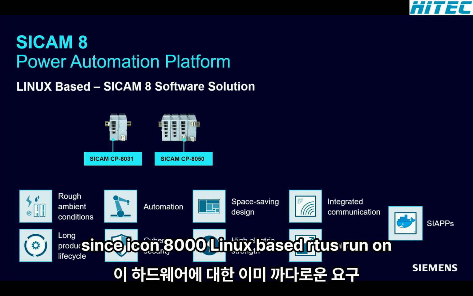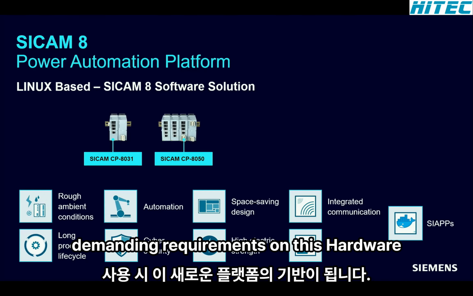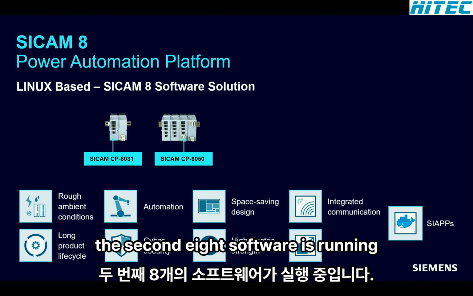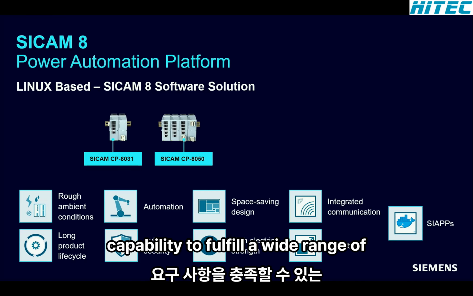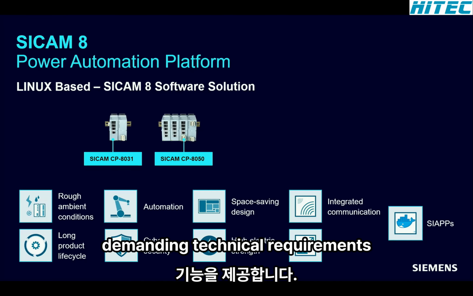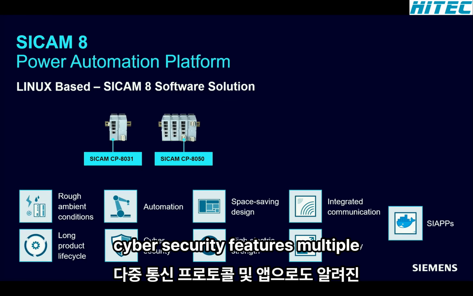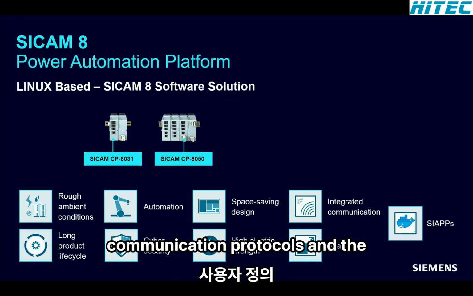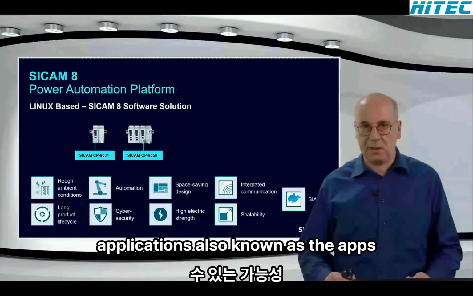The Sicam 8000 Linux-based RTUs run on hardware which already fulfills demanding requirements. On this hardware, the Sicam 8 software is running. This solution gives the RTU the capability to fulfill a wide range of demanding technical requirements: advanced automation functions, higher cybersecurity features, multiple communication protocols, and the possibility to host user-defined applications, also known as CApps.